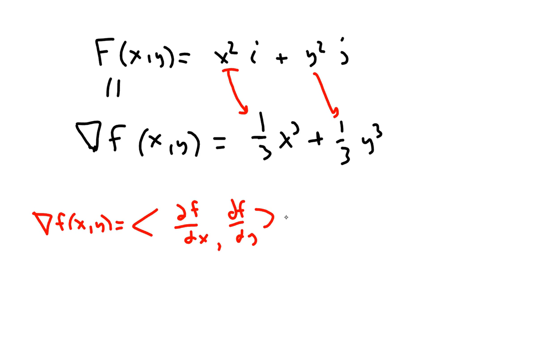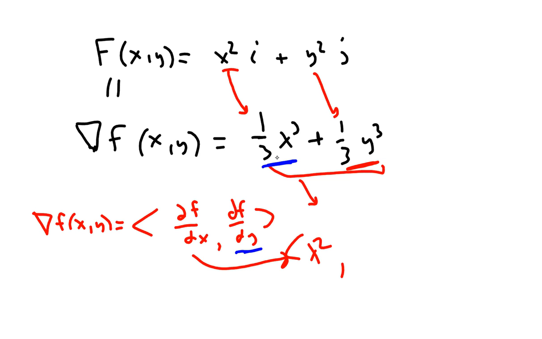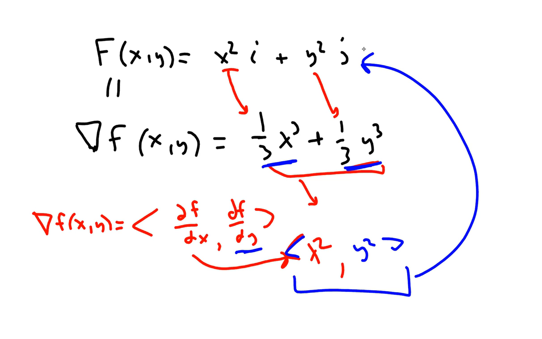Okay, so I can check this if I want. If I take the derivative of this scalar function with respect to x, this becomes x squared, and the derivative of 1/3 y cubed with respect to x is just 0. So it ends up having the correct first element. And then for partial f, partial y, the derivative of 1/3 x cubed with respect to y is 0, so that's gone, and the derivative of 1/3 y cubed with respect to y is y squared. So there's the second part of my vector, and sure enough, this vector is really the original vector field.